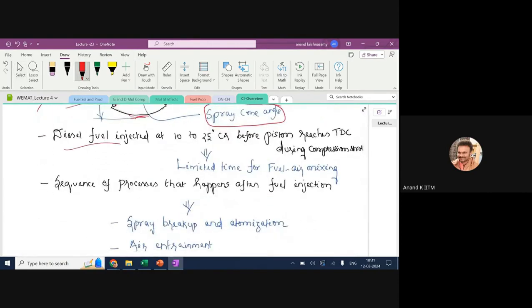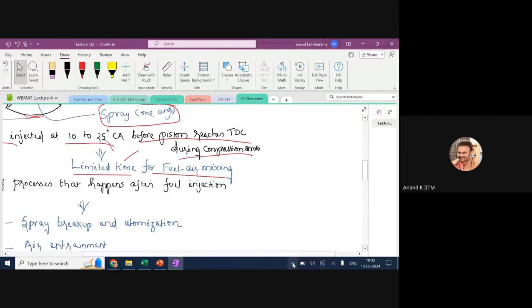So we inject fuel typically at this timing, 10 to 25 degrees before the piston reaches top dead center during the compression stroke. That's why I say that we give limited time. So with a very short time lag, ignition is going to start. You could see that between injection and ignition, there is very limited time. This limited time for fuel air mixing is what leads to a heterogeneous mixture. So this is the primary reason for heterogeneous fuel air mixture.